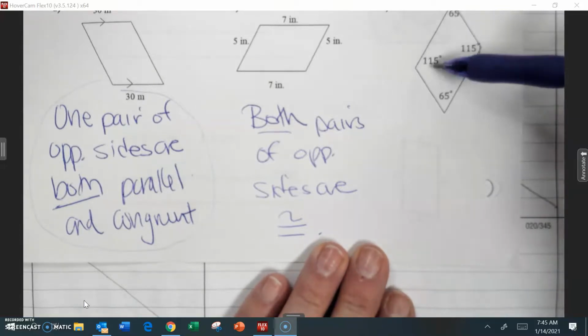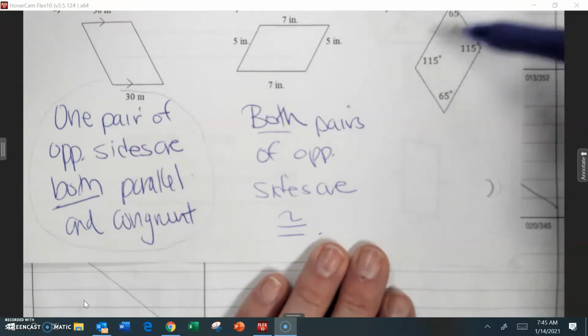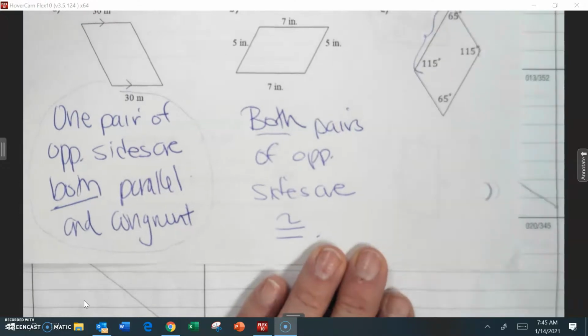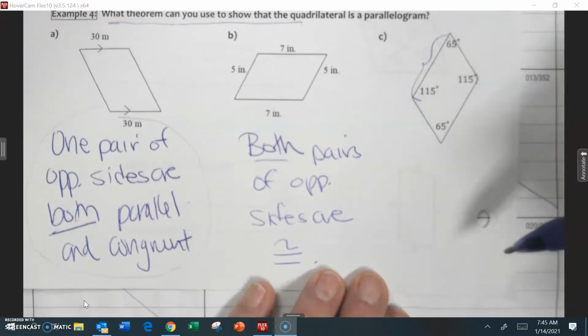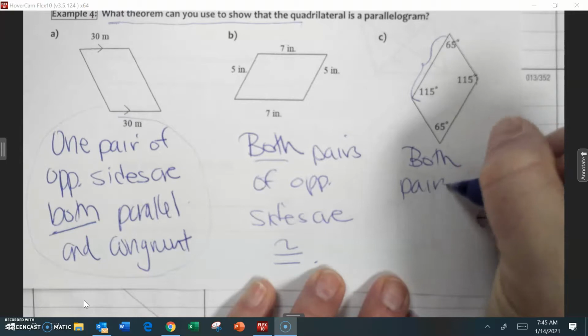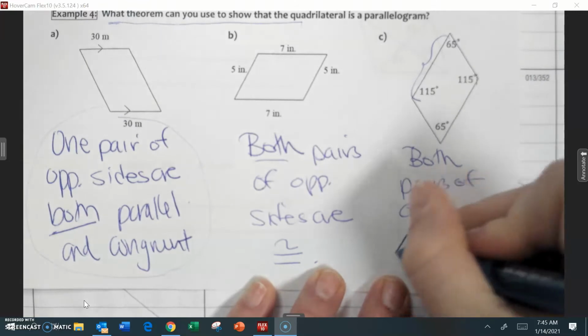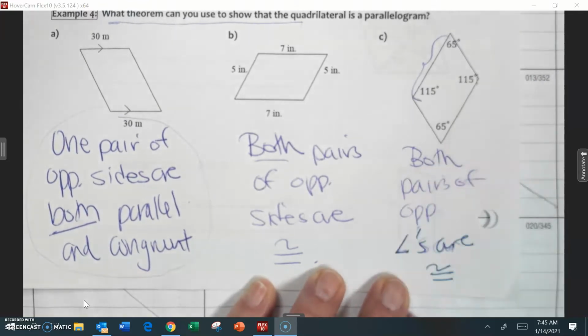And last one, well, 115 and 65 add to 180, but can we use that one? Can we say, is it true that these angles are supplementary? Yeah. But can we use that to prove? No. So here you would just use both pairs of opposite angles. My pen's dying. Opposite angles are congruent. All right. So this is just getting you used to using the 5 ways that you can prove that a 4-sided figure is a parallelogram. All right? Turn it over.